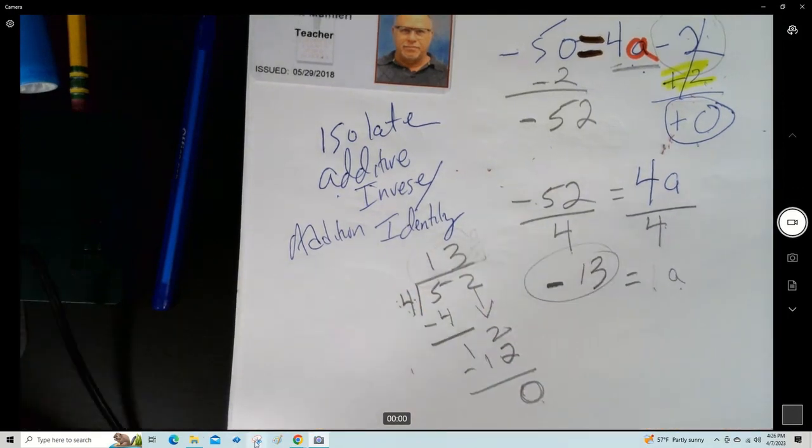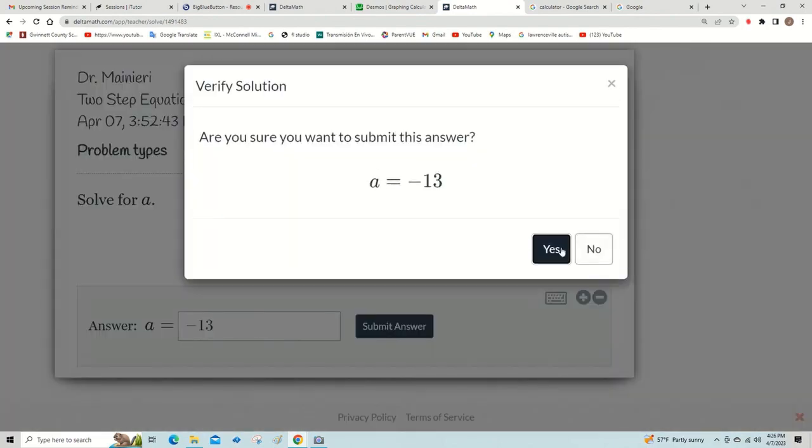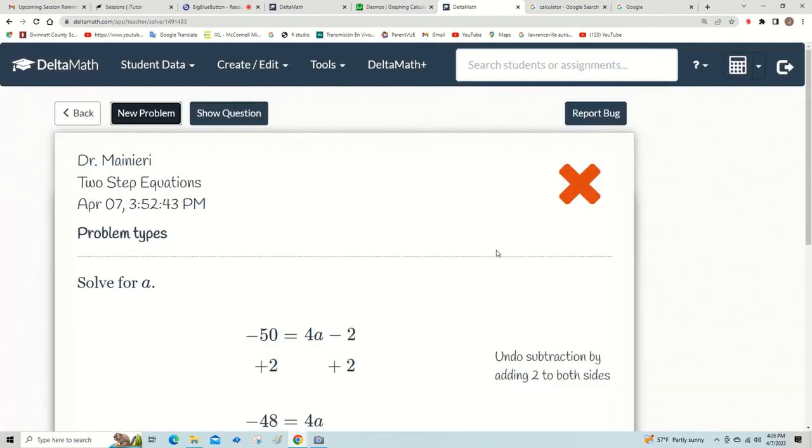So now, go back to Delta Math. I put negative 13, and hope I get a green check. Oh, I'm nervous. Ouch. What did I do wrong? Ow! Okay, I missed it. Beautiful. I love it. All right, what did I do wrong?